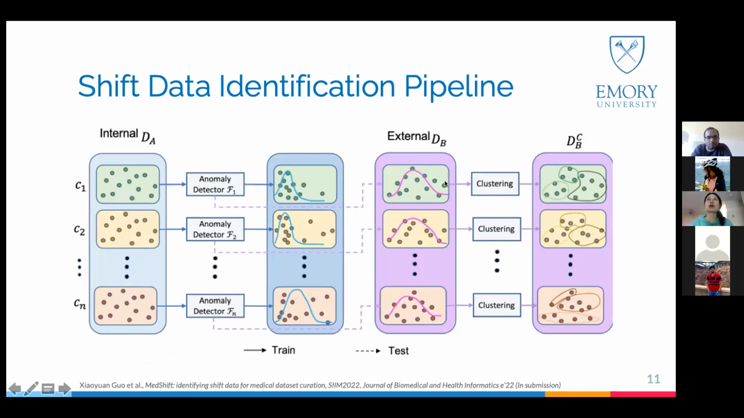So we want to somehow evaluate or quantify the shiftness: how do those shifted data affect the model performance? We have two ways. One is the indirect way. Because we have already got the anomaly score for each external sample, based on that score we cluster the samples into small groups, and the clustering method is k-means. This way we can evaluate at the group level, not just each sample level, because it is really hard to evaluate or quantify each sample's influence over the whole dataset.